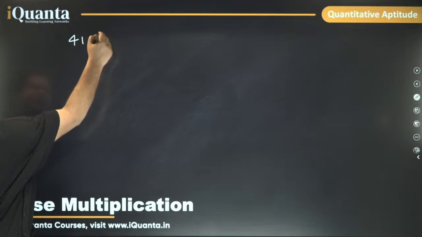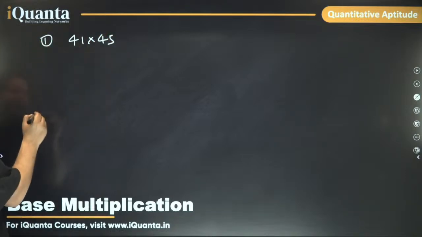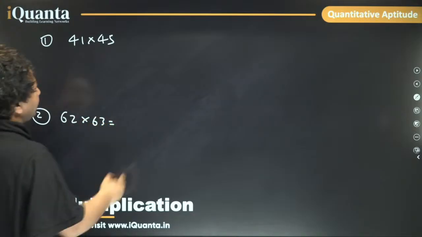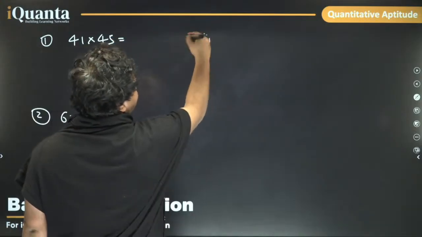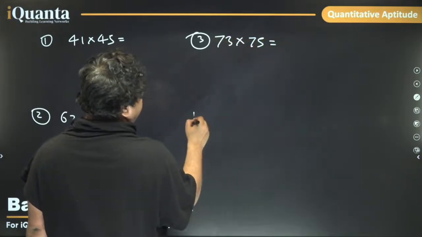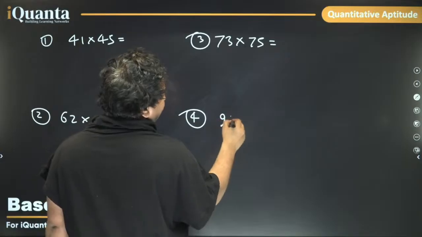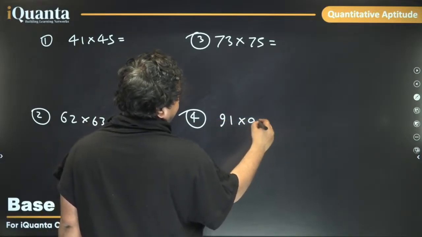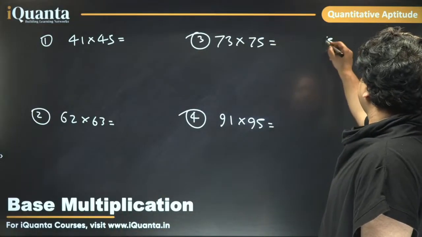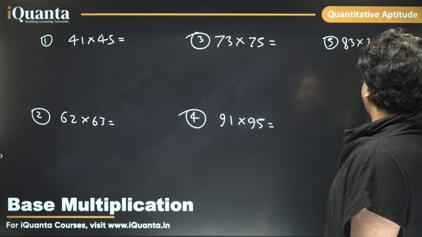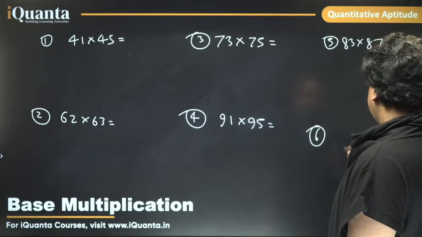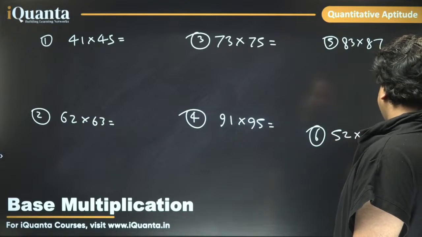41 multiplied by 45, that's the first one. Second is 62 multiplied by 63. Third, 73 multiplied by 75. Fourth, 91 multiplied by 95. Fifth, 83 multiplied by 87. Sixth, 52 multiplied by 56.